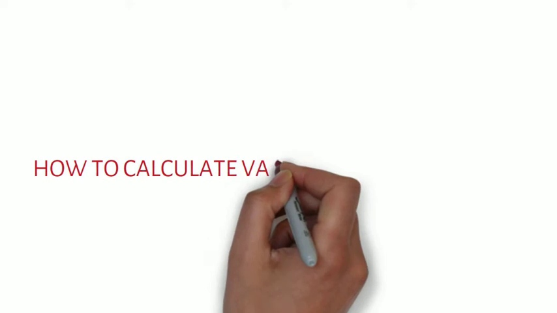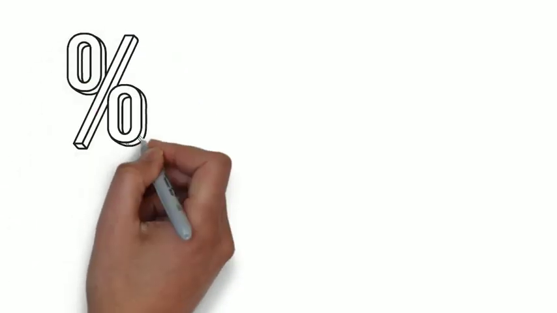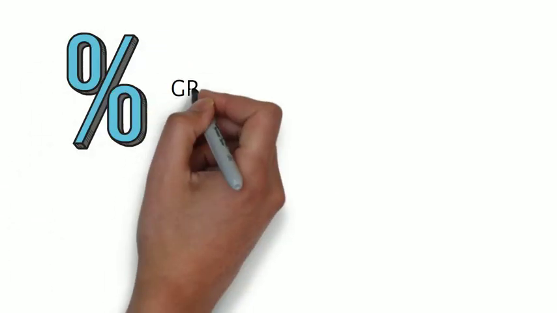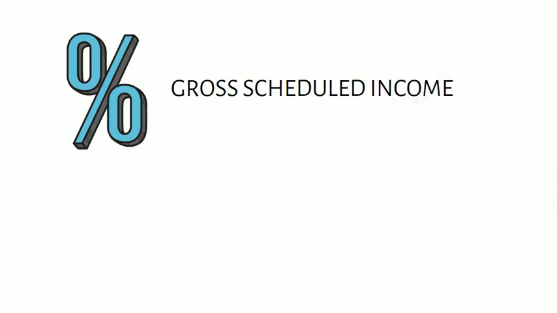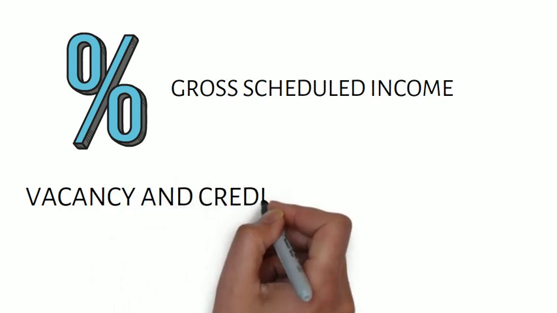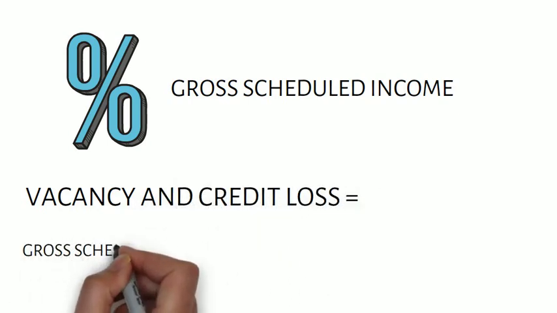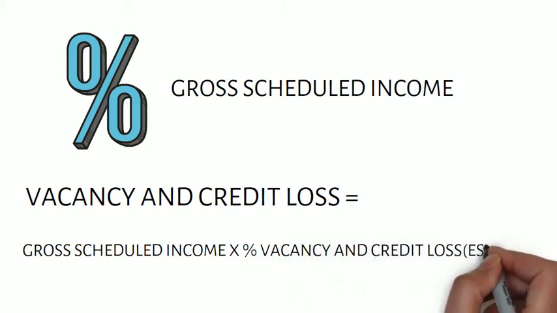How to calculate vacancy and credit loss? This would normally be given as an estimate as a percentage of the gross scheduled income. Let's say this ratio goes like this. Vacancy and credit loss equals gross scheduled income multiplied by the percentage vacancy and credit loss. And that's an estimate actually.